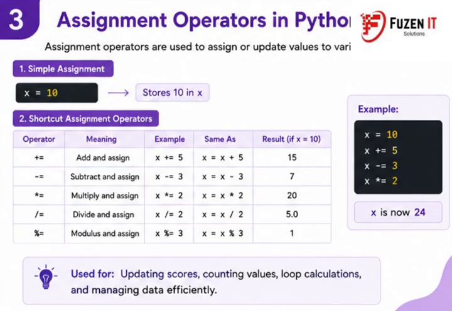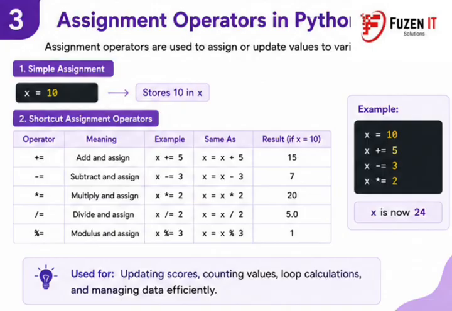Now let's move to the assignment operators. Assignment operators are used to assign values to variables. The most common assignment operator is the equals to sign. We all use it regularly. Example: x equals 10. This means Python stores 10 inside x.